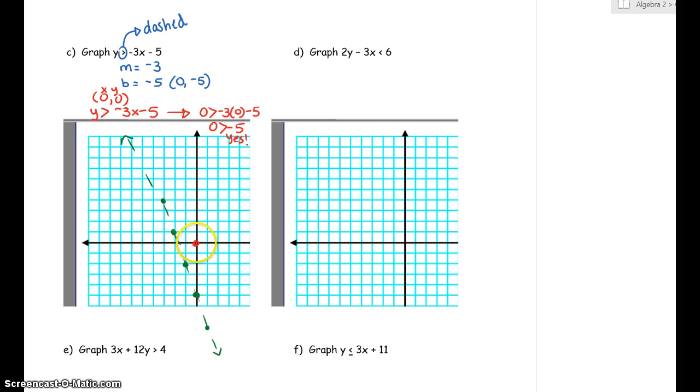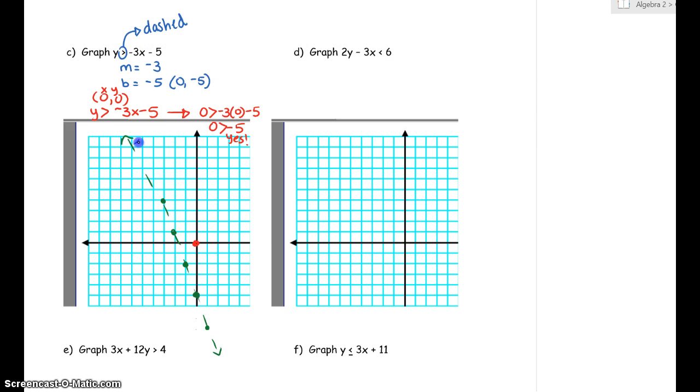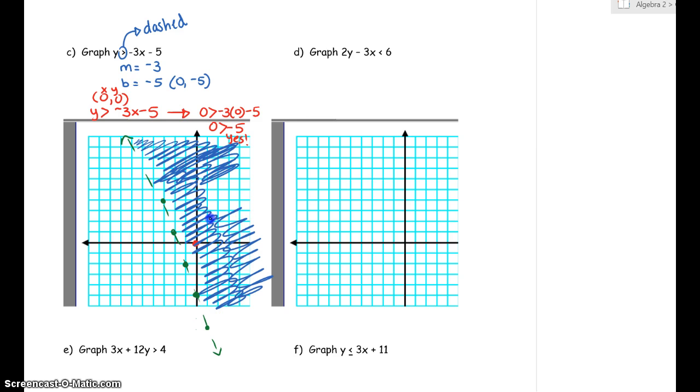That means that this point is a solution, which means every point on that side is a solution. So that means we will be shading that section, the solution section. So since 0, 0 is a solution, everything on that side will work as well. If it was not, we would go to the other side of the line, right?